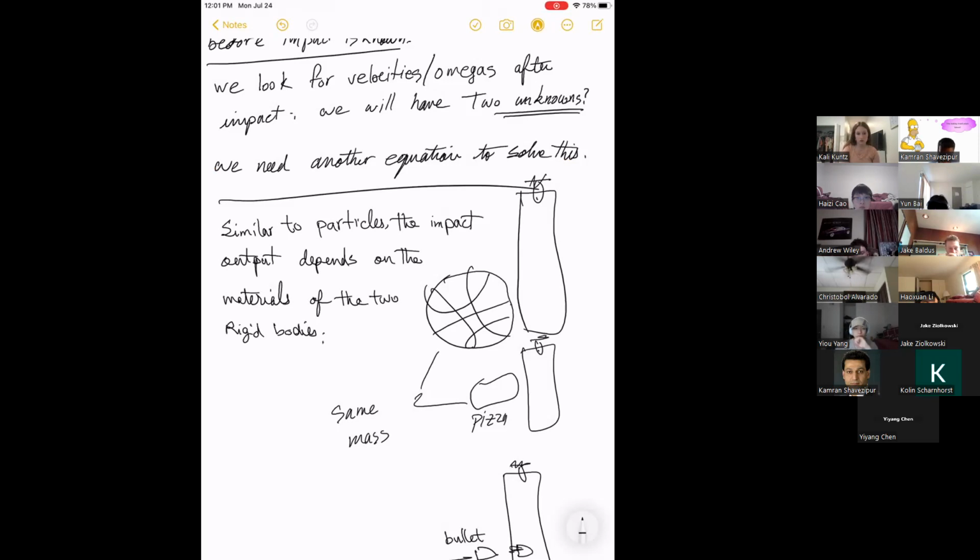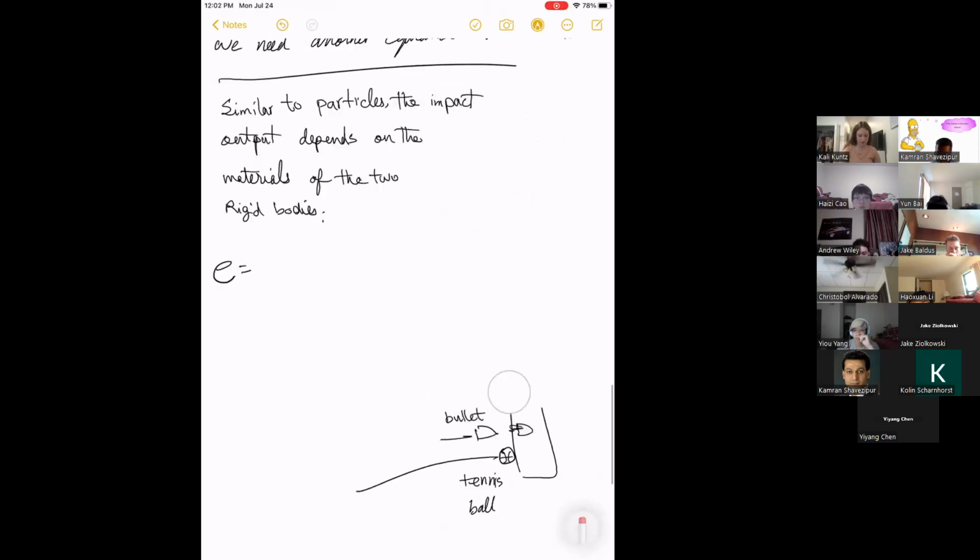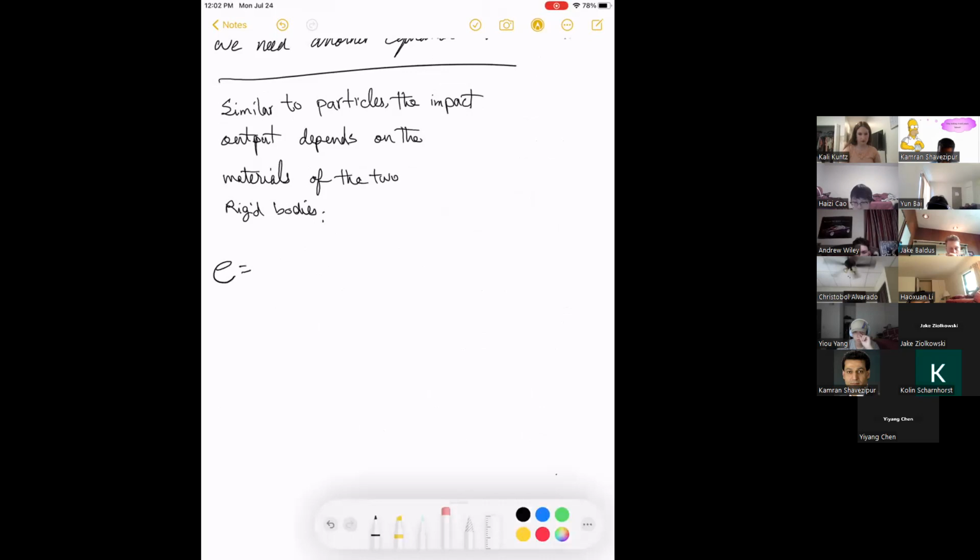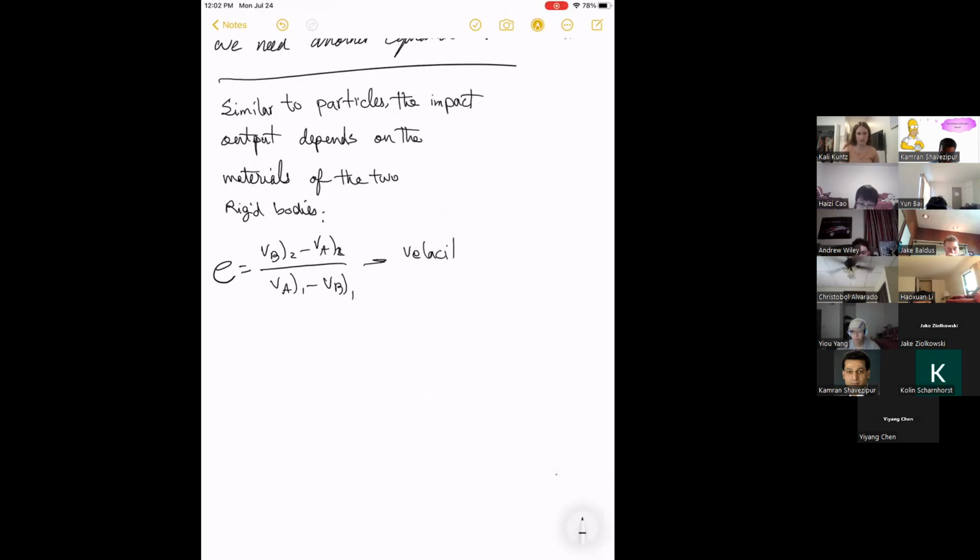And then with this, you create or define the coefficient of restitution, which is going to be the same definition. The relative velocity after impact, and this is the velocities at impact point.